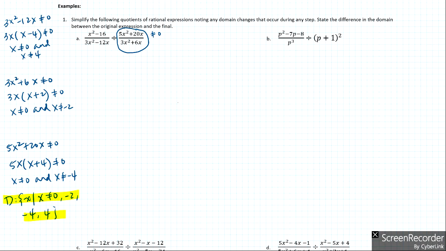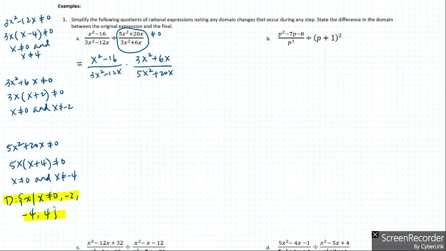So this is something new that we have to include in our domain restriction when we're dividing certain things. And when we're going through the operation, we can think about that division of a fraction can be turned into a multiplication by its reciprocal. So as we do this, we can flip the second expression over here. I'm going to just copy down the first rational expression first, and we can turn this to be a multiplication of 3x squared plus 6x all over 5x squared plus 20x.